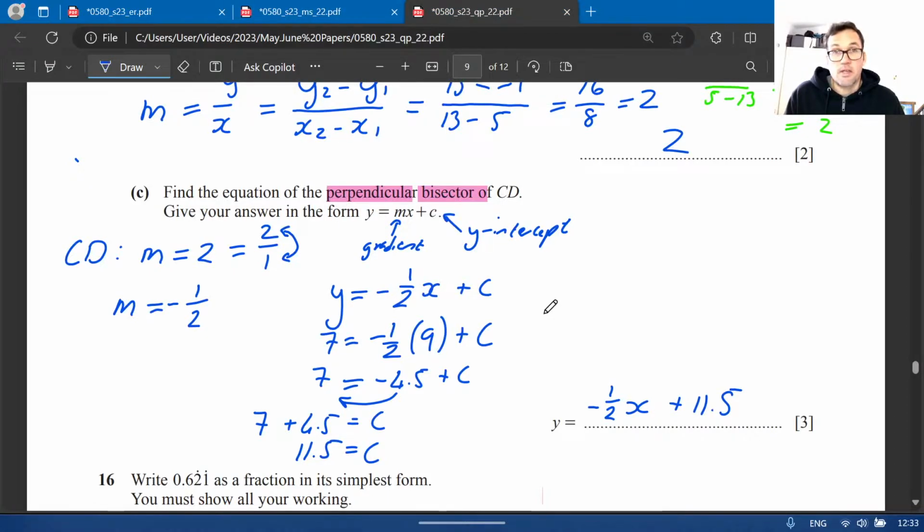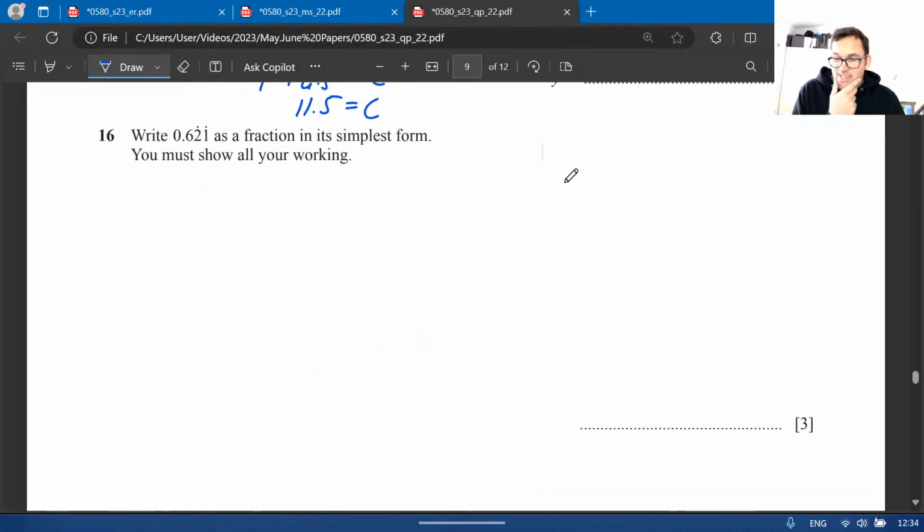Well done, done it. Question 16, and these questions are starting to crop up more as well. Changing a recurring decimal to a fraction, and there is a specific way to do this. Follow these steps to get full marks. So the first step here would be to set the decimal value equal to x.